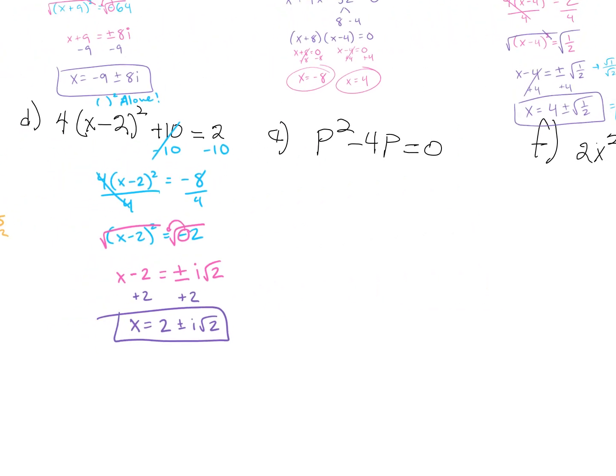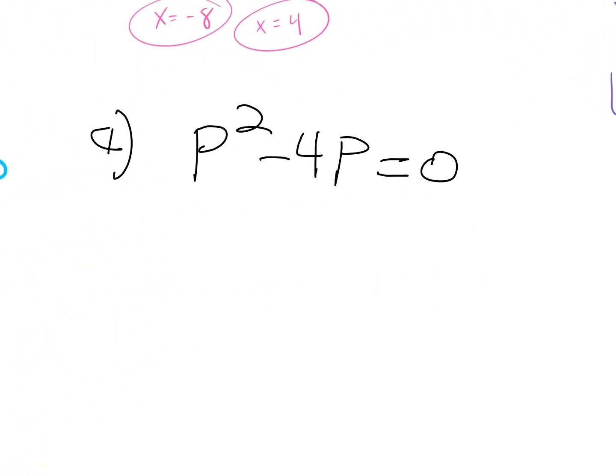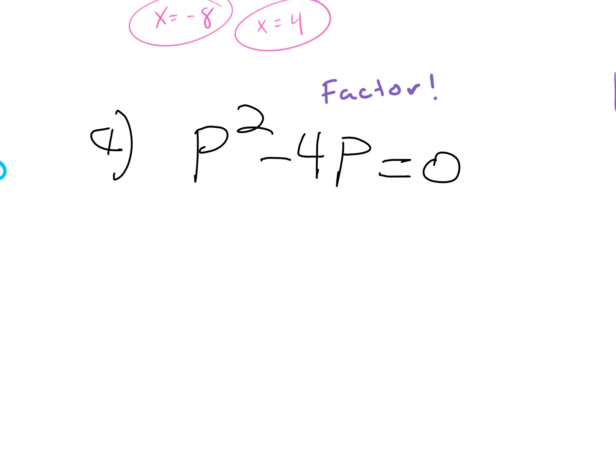All right, let's look at E. For E, I have a p squared and a p. So do I have to factor or square root? Factor. I have to factor. So how do I factor this? So you're right, we have to factor. But how do I factor? So I can take out my GCF, which is p. So I take out the p and I'm left with p minus 4.